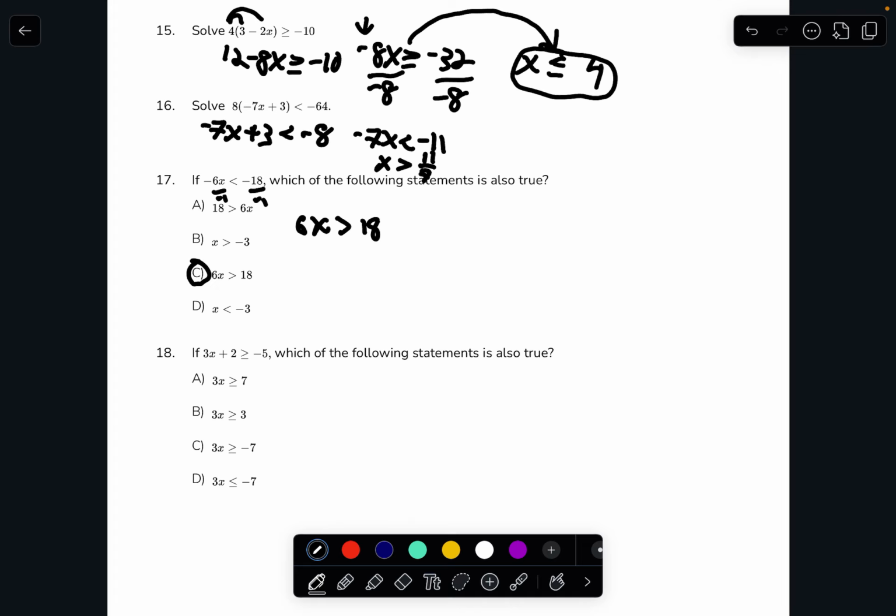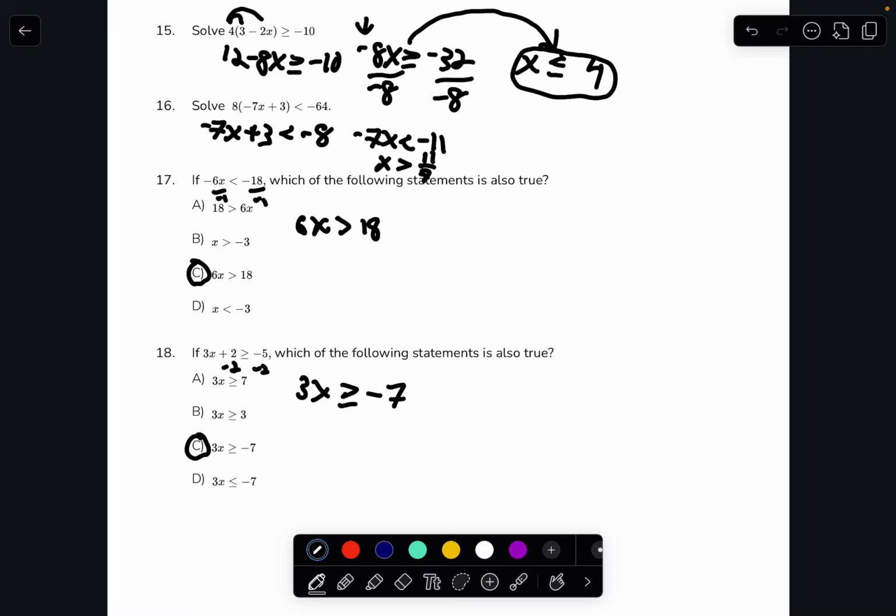All right, on 18, which of the following statements is also true? Look at them, you all are left with 3x. So the question is, what do you subtract 2 from both sides? So this is really the question, do you know what -5 minus 2 is? -5 minus 2 is -7. So the correct choice is C.